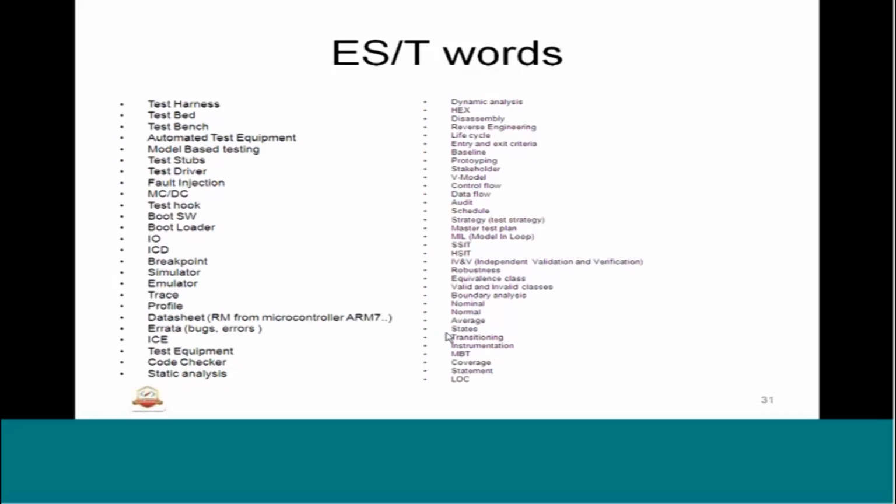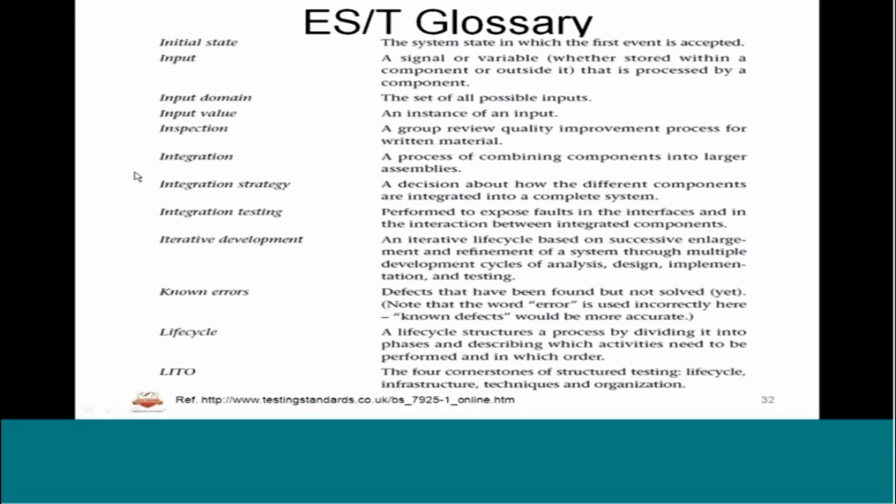Of course, we will have some of the glossary. Initial state: the system state in which the first event is accepted. Input, input domain, input value, inspection. Inspection we will study in a future session. It is a group review quality improvement process for written material. So we do inspection of the existing thing. It's a process. Integration, we know, is combining different components into larger assemblies. It could be hardware-software or software-software. The integration strategy will work out how the different combinations can be integrated. Integration testing is performing the integration.